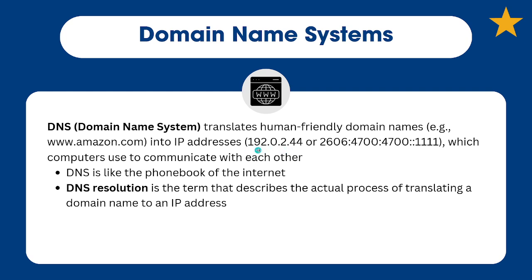So IP addresses like 192.0.2.44, or this longer one, would correspond to this domain. Domains are nice for humans to read, but computers read in this numeric format. They use IP addresses, so DNS does that translation. It's a system to translate for humans back to computers. IP addresses are what computers use to communicate with each other. So DNS is like the phone book of the internet: Amazon.com would be the name, the IP address would be the number. The actual translation process is called DNS resolution.